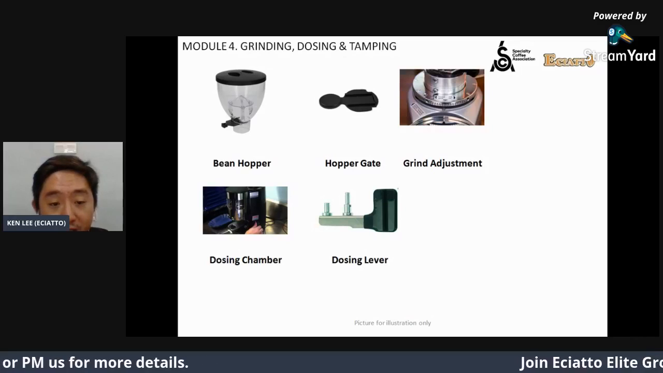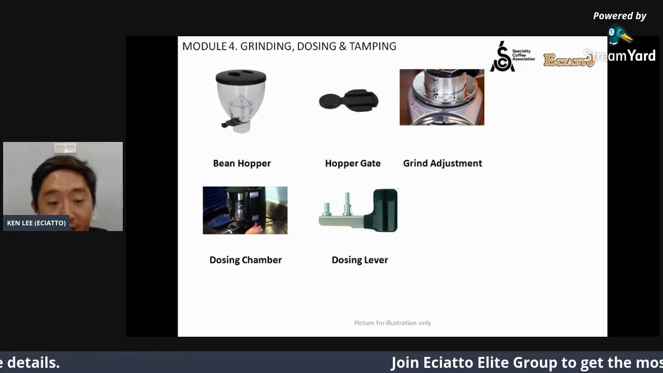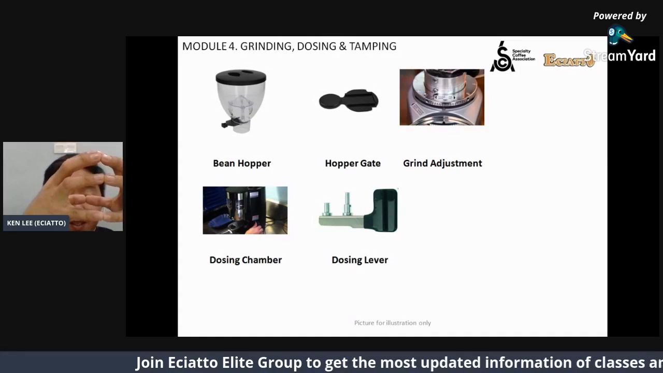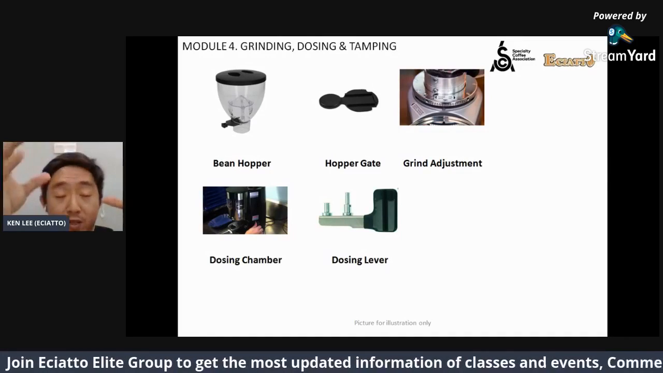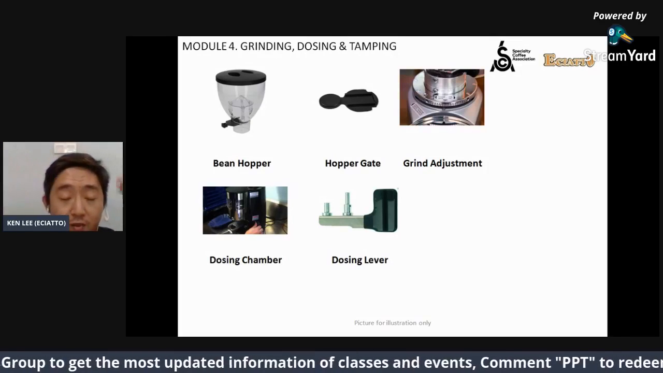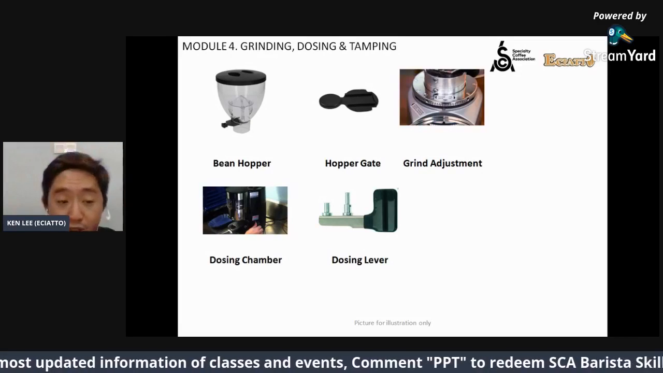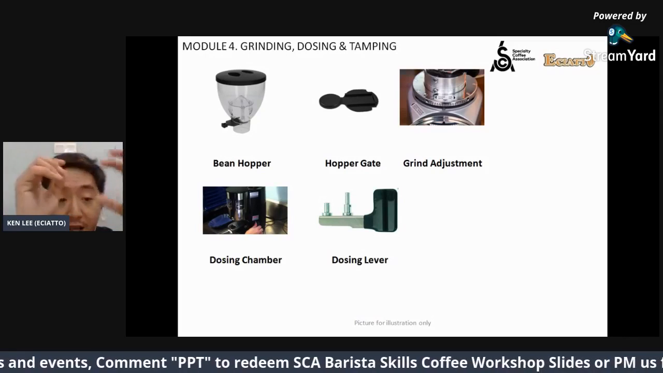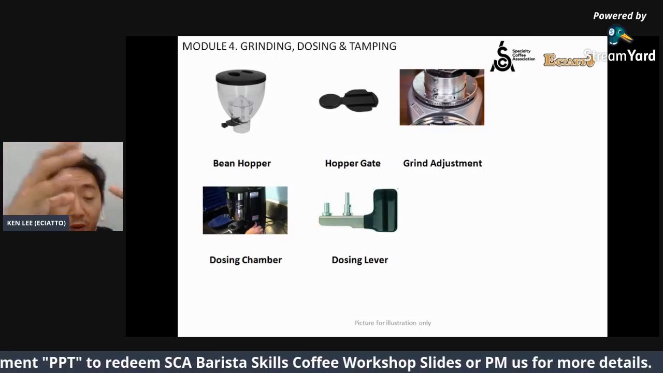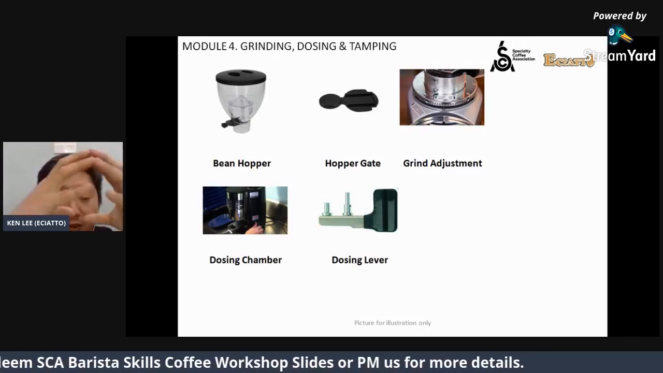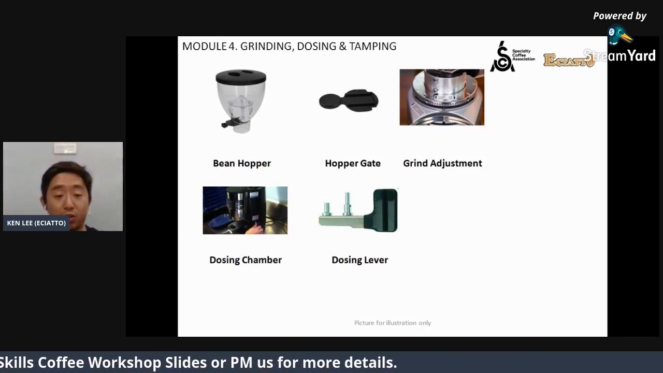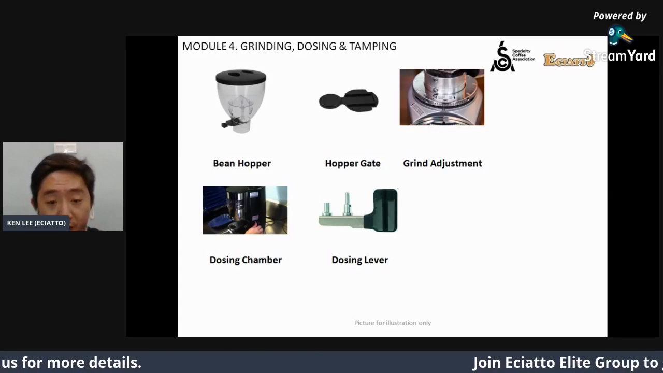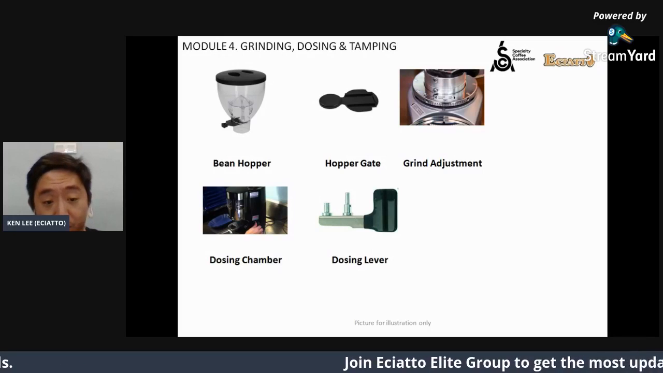You have hoppers, hopper gates, grind adjustments, chamber, then the dosing lever. The biggest difference from the grinder we're using right now, the fully automated grinder, is that you just press everything with one touch. Preset the times, preset the grind, then you get everything in one grind. For the doser, you need more time to calibrate. Of course, you need to control your dosage as well to make sure you get your dose right in every single cup that you brew.